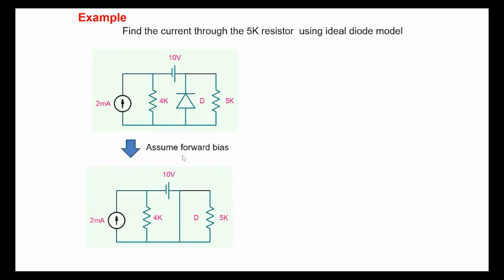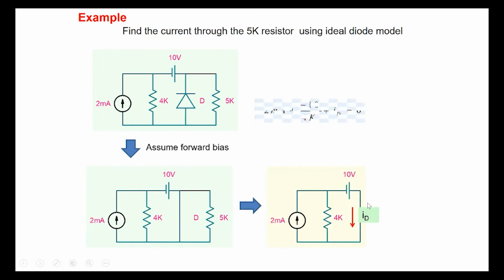Okay, so again we assume forward bias. Again we try and calculate the current, and note that the diode current comes out to be 4.5 milliamperes. Now, 4.5 milliamperes, the current is going like this here. And so when we come back, that much current cannot flow in the reverse bias direction here. So which means our assumption of forward bias is incorrect, right?